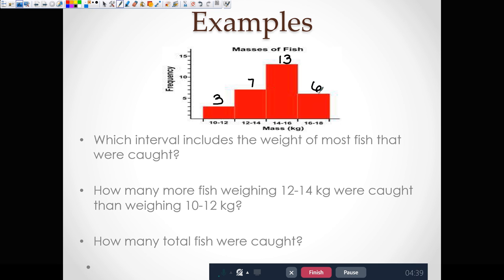All right, so which interval includes the weight of the most fish that were caught? Okay, so what is my interval for the most? 14 to 16. Okay, how many more fish weigh 12 to 14 kilograms were caught than 10 to 12 kilograms? So I'm looking from 12 to 14 to 10 to 12. So I'm going to take 7 and subtract 3, and I'm going to get 4 kilograms.